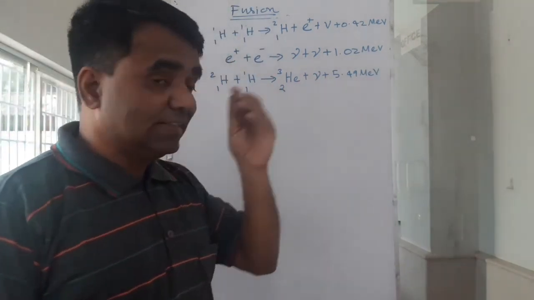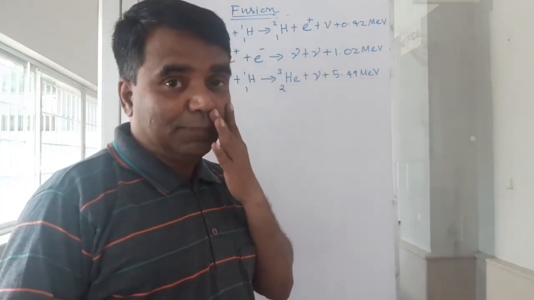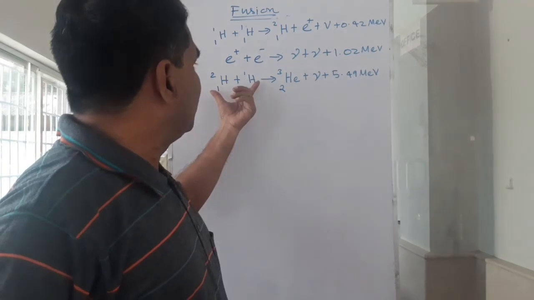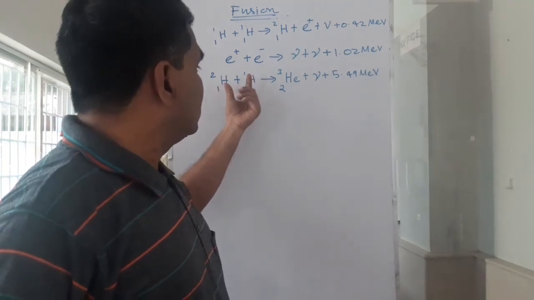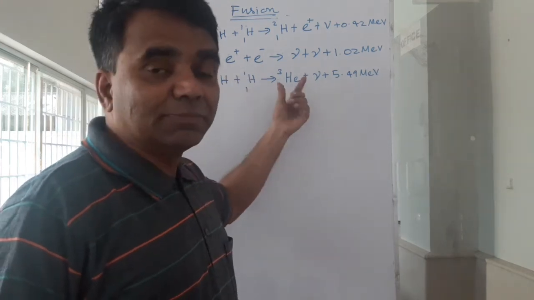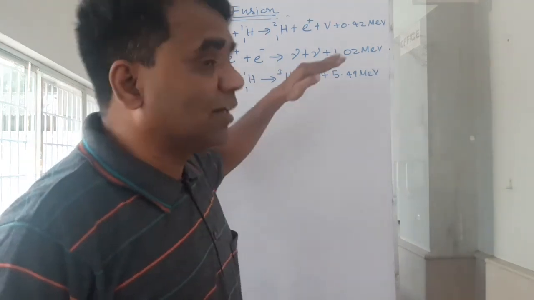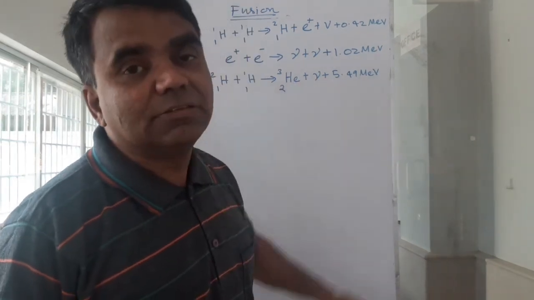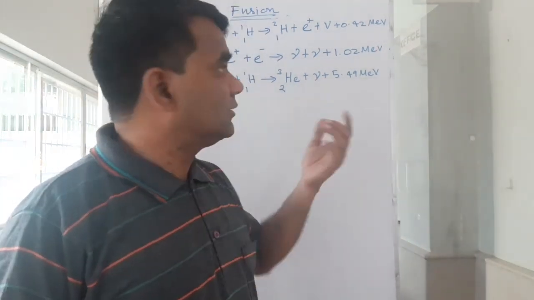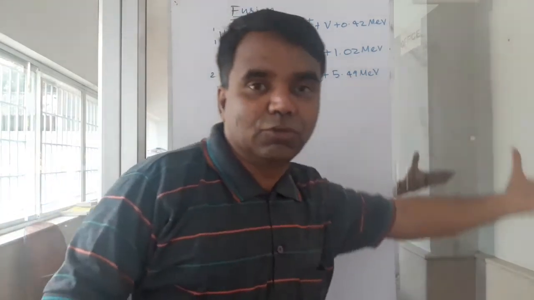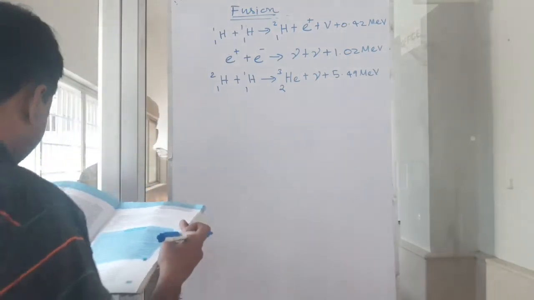This gamma is the actual decay. These two things come together to form this helium nucleus, but it is in an excited state, so it has to come to the ground state. When it comes to the ground state, this gamma radiation takes place. The amount of energy in the process is 5.49 mega electron volts, and that amount of energy is released.